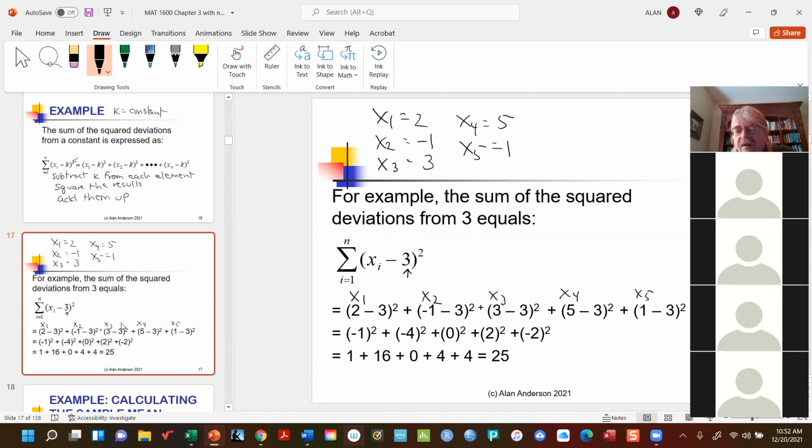So you can see now what I've done here in this next row is I put in the differences, and then I will square them. Okay, so here I'm squaring these differences, and then add them up at the end. And you end up with 25.